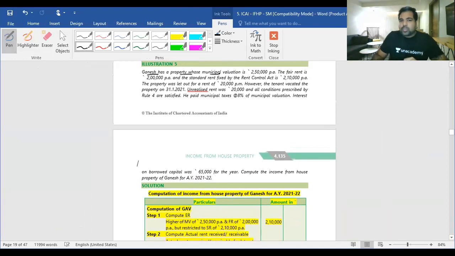Ganesh has a property whose municipal valuation is 2,50,000 per annum. The fair rent is 2 lakh rupees. Higher of the two right now is municipal value. And the standard rent is 2,10,000. So although municipal value is high, it can never be more than the standard rent. So your expected rent, we've already got an answer. Your expected rent is 2,10,000.